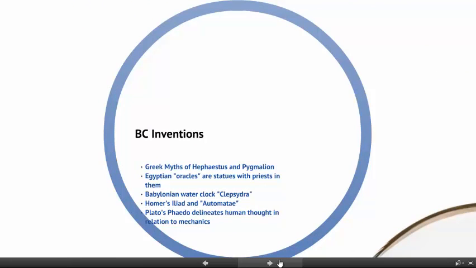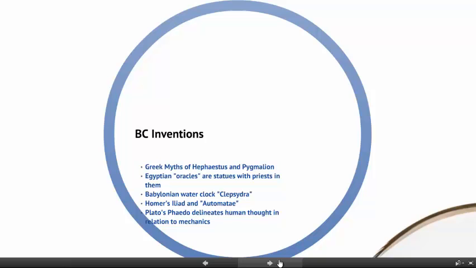Well, a lot of times we'd see very simplistic inventions. There were the Greek myths of Hephaestus and Pygmalion. There are the Egyptian oracles, or statues with priests in them. Those were very popular, especially to get an inanimate object to look like it was reacting to people or listening to prayers and then speaking to them. The Babylonian water clock, the clepsydra, may have been something that you saw. It was actually a clock that when you ran water through it would keep time. It had a number of complex gears, so a very simple precursor to that alarm clock that we talked about earlier.